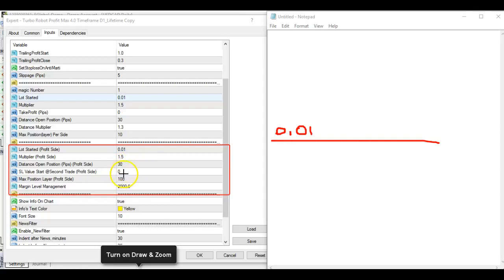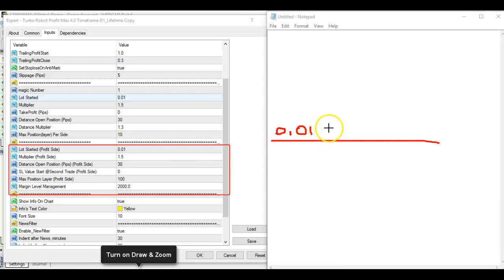The reason why we put 0 over here is because we are using this portion over here, right? So remember that we are using trailing profit. So up to you. You can either use this trailing profit or you can use the SL value.